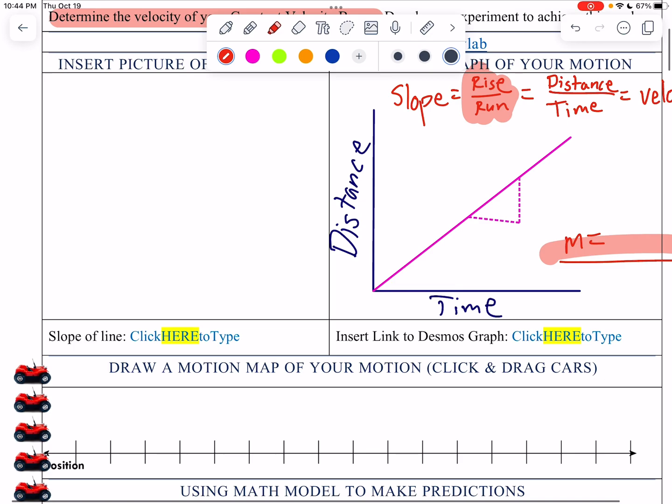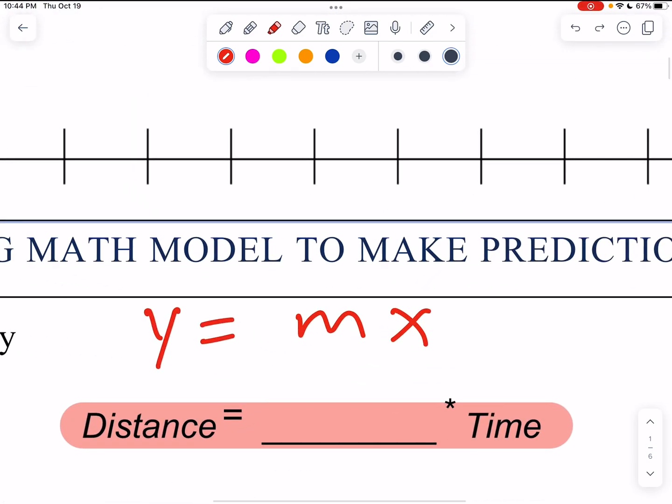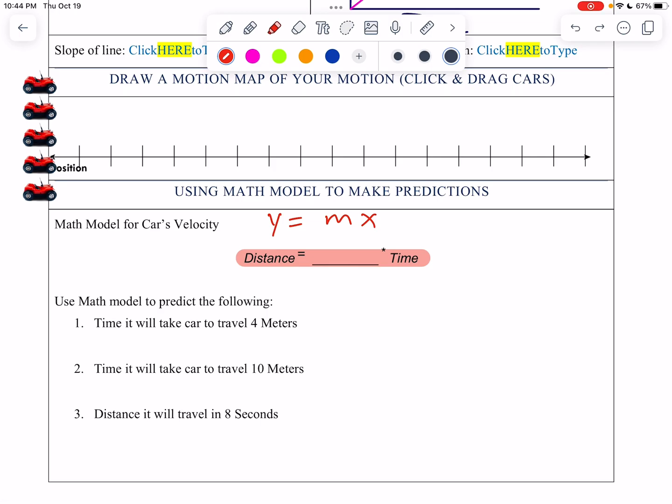Now, you also know that if you have a line that looks like this, it's a linear line. A linear line has the pattern y equals mx. In this particular case, the y is increasing in distance, the m is the slope of your line, right? So this is a number that's unique to each car, right? And the x value is the increase in time. So once you have this model, you're able to make some predictions using that model, right? Just plugging your numbers in and doing some basic math.